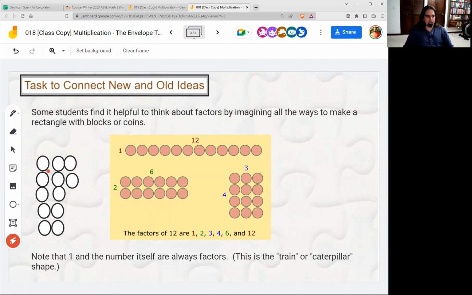Is 7 a good one? 1, 2, 3, 4, 5. Oops, 6, 7. Nope, that doesn't work out. I don't have enough down here. 7 is not a factor of 12. Make sense?